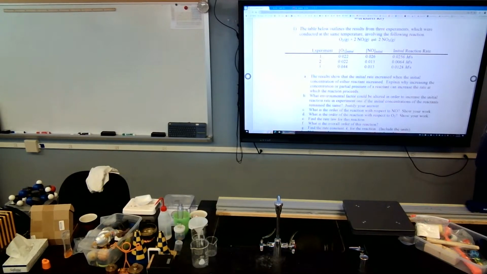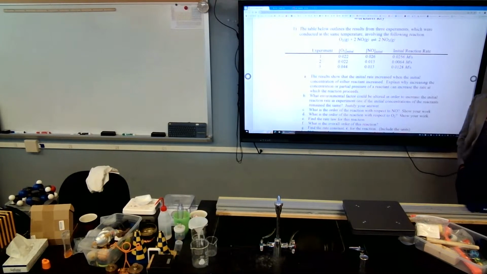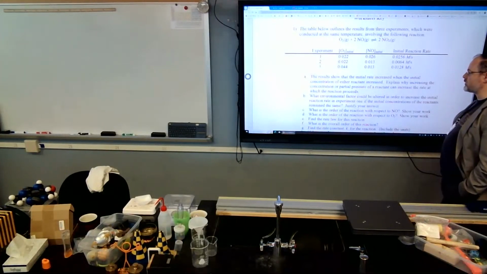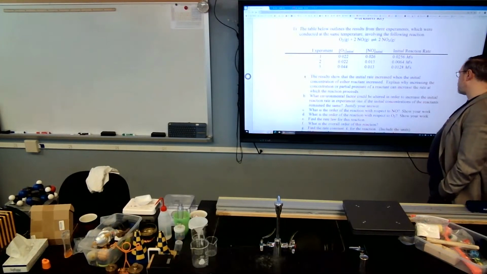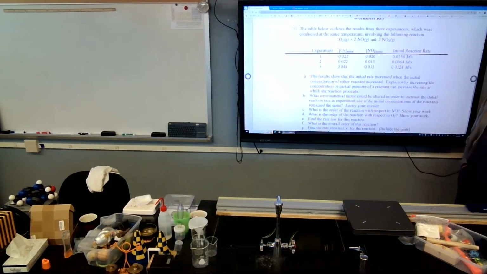Temperature. That's the big one. If you increase the temperature, you increase the energy of the reactants and how fast they're moving. So what environmental factor can be altered in order to increase the initial reaction rate in experiment 1 if the initial concentration of the reactants remain the same? Temperature. Okay. That's the one I would lean on.